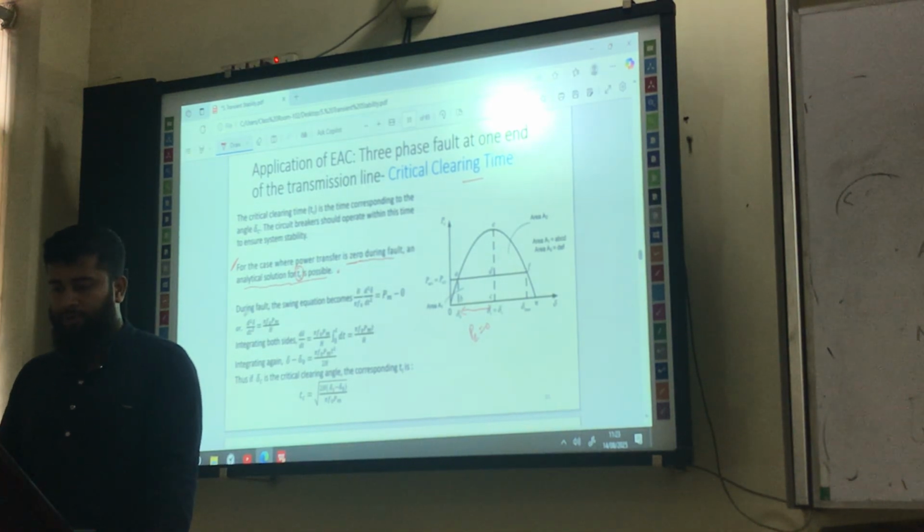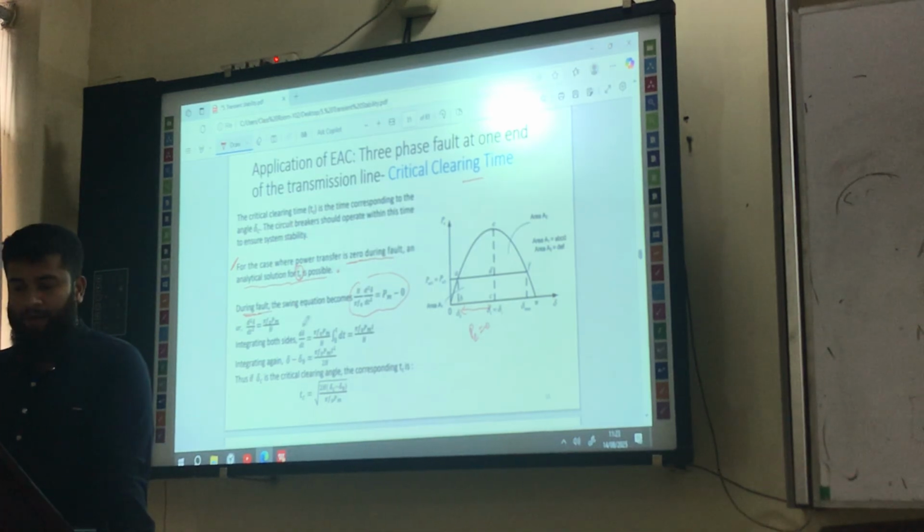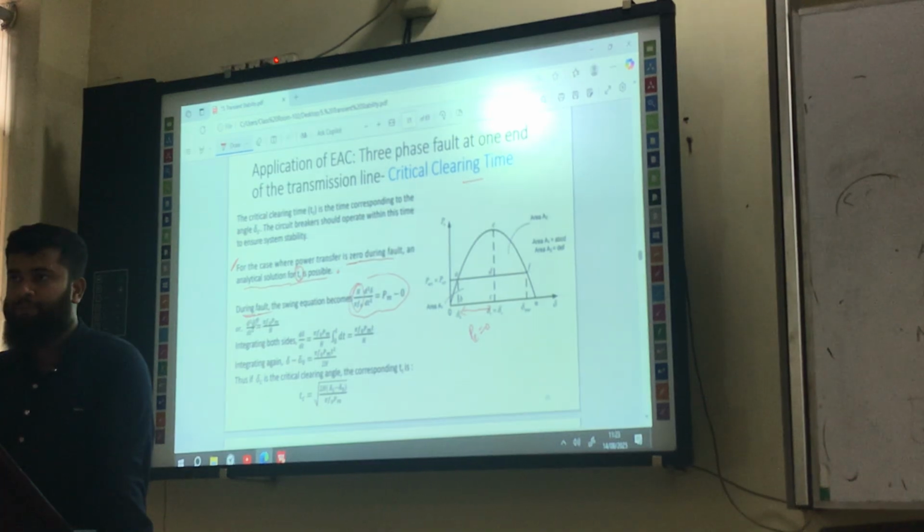During the fault, the swing equation becomes this. Why? Because there is no P. P becomes zero, right? So this is zero. Now you can write it like this. So this term has been taken to the right side. So it is d square delta over dt square equals pi f naught Pm over H. Now integrating both sides. There is a double derivative, so if you integrate it once, it will convert to the single derivative.